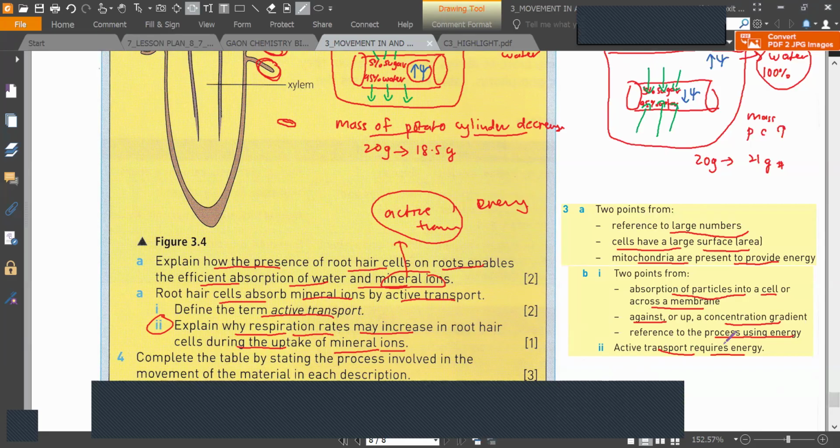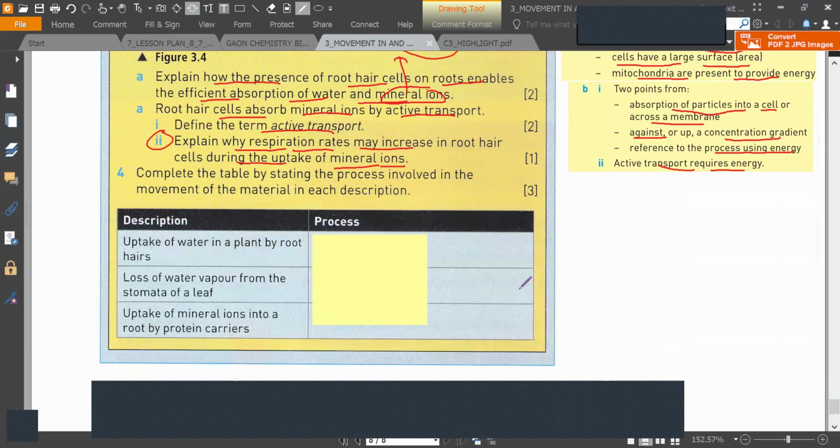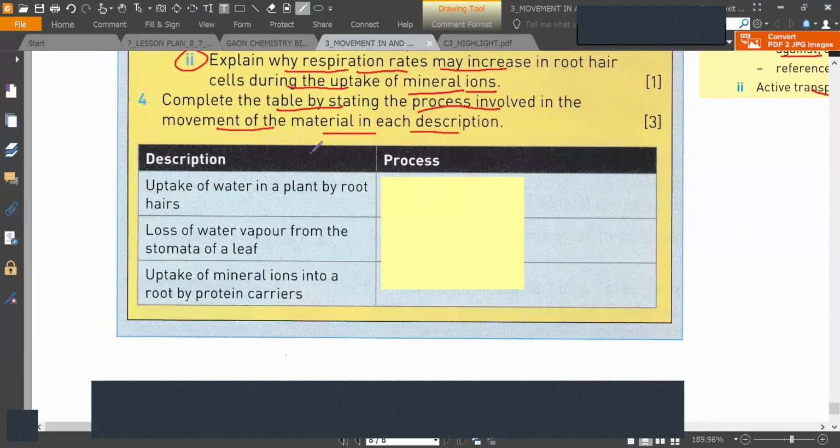Next, question 4. Complete the table by stating the process involved in the movement of material in each description. This one should be straightforward. Uptake of water in plant by root hair cells. We know uptake of water straight away. We are talking about osmosis.